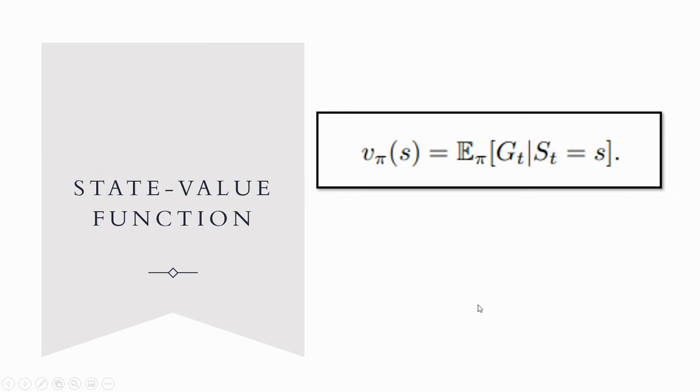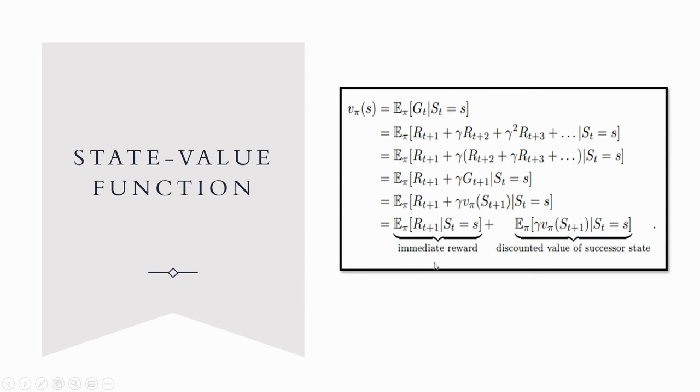It's a function that gives us the long-term value of a state when we follow the policy. We can break this equation down further into two parts. We can break it down into the immediate reward, the reward we get from performing the action right away, and then we can discount the value of our successor states. The sum of these two would be the long-term value we get.